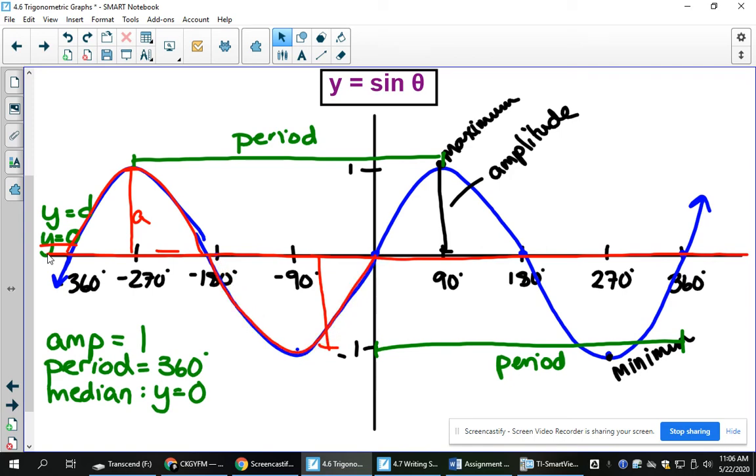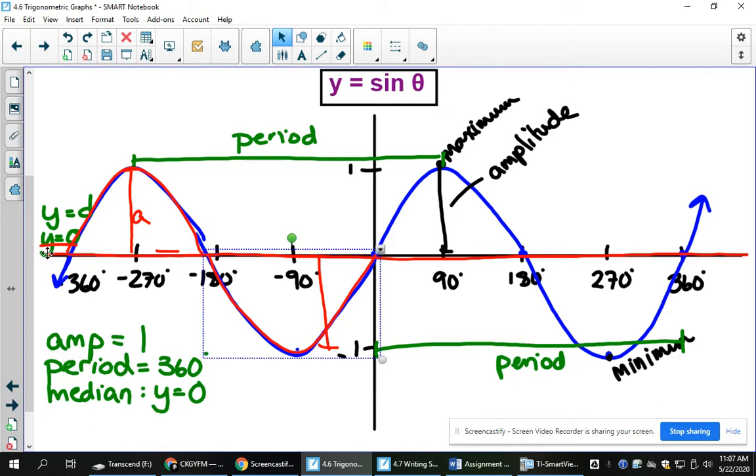Now we've got a maximum shown up here. We've got the amplitude shown, and you can see that at any top part of the graph or any bottom part, the amplitude is going to be the same in any of those max or min locations. We've got a minimum down here. We've got the period shown just in a different spot.